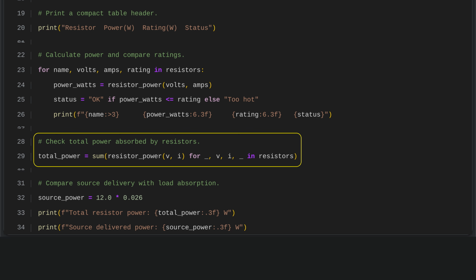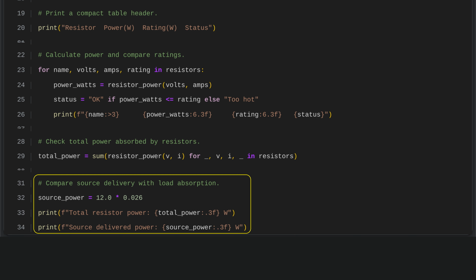To find the total power absorbed by the resistors, add the power calculated for each one. For each resistor, use its voltage and current with the resistor power function, which multiplies them to get power in watts. The sum then gives the combined power for all resistors. Calculate the source power by multiplying 12 volts by 0.026 amps. Then compare this delivered power with the total power absorbed by the resistors. If the two values match, it confirms that the circuit calculations are consistent.